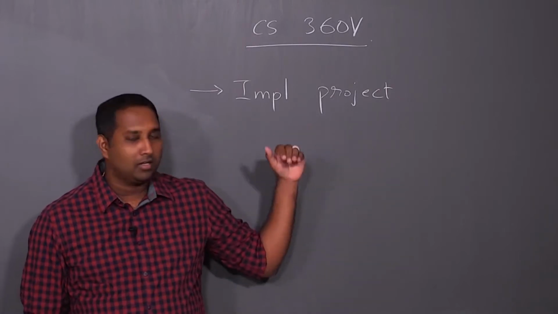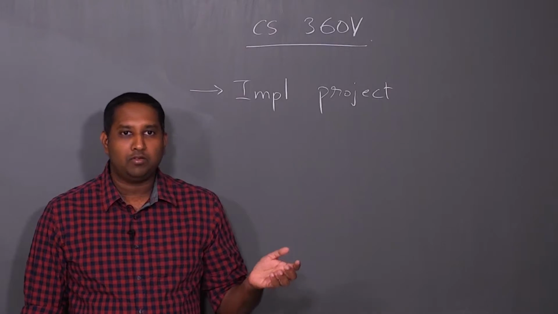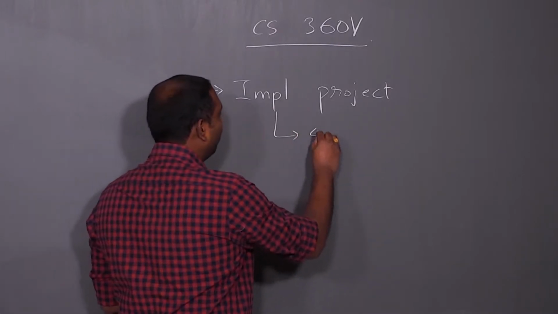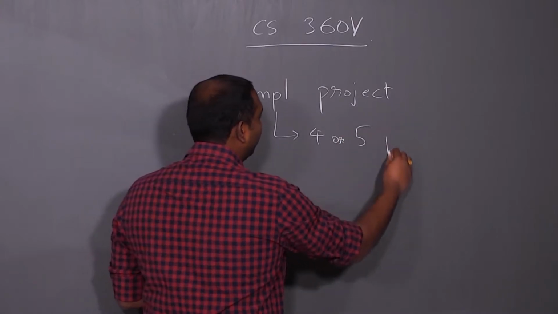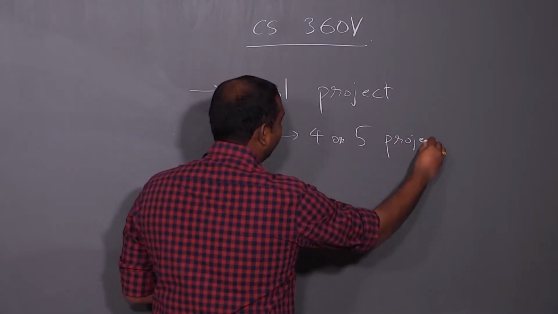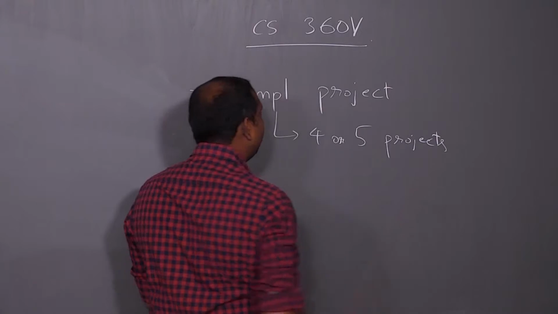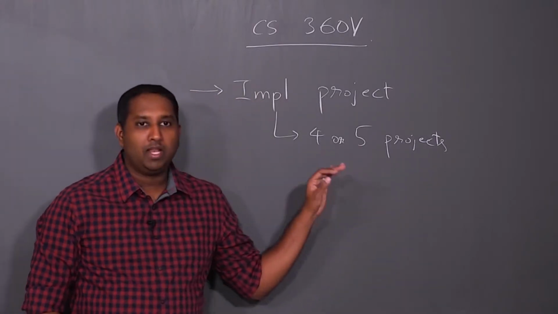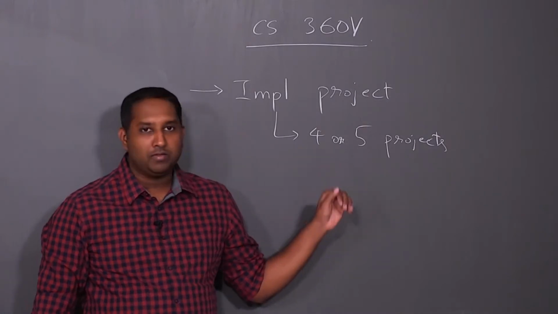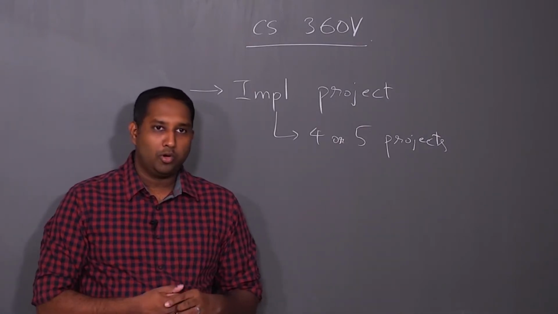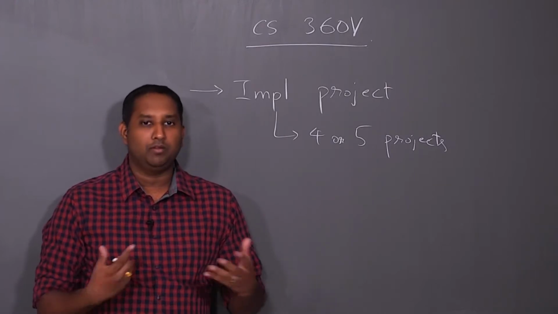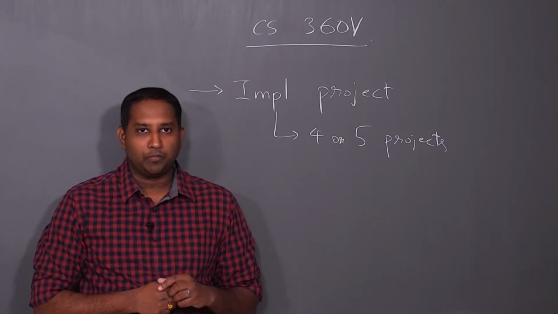In terms of what it appears on Canvas or the deadlines, this will be broken down into 4 or 5 projects. We are still figuring out whether we want to break it down even further or not, but it'll be 4 or 5 different projects, and each of them will have its own deadline. For each of them, you will be able to upload code. We will download your code and compile and run it, and then based on that we will grade you.